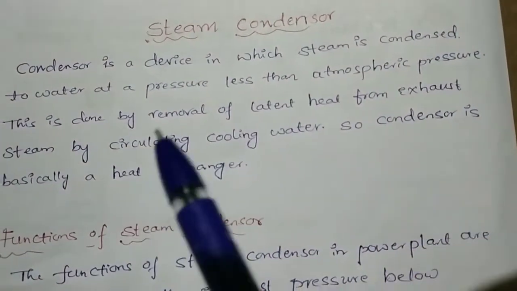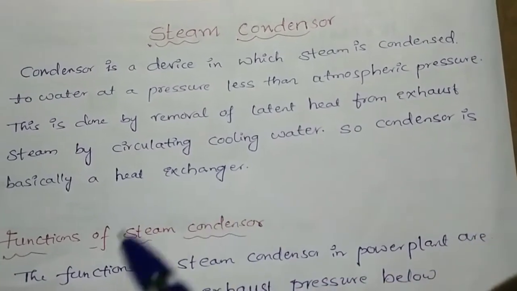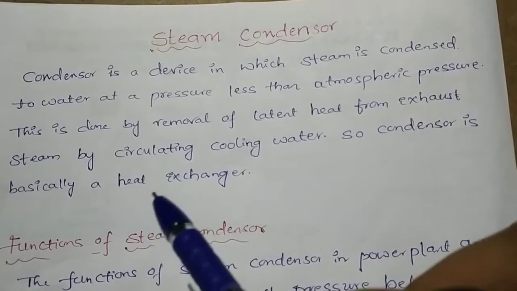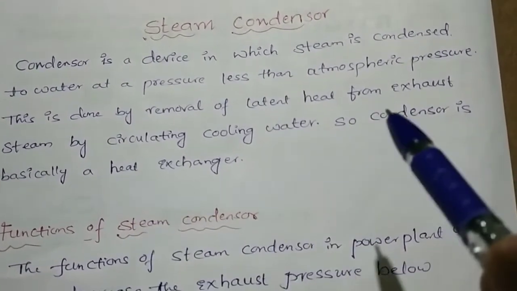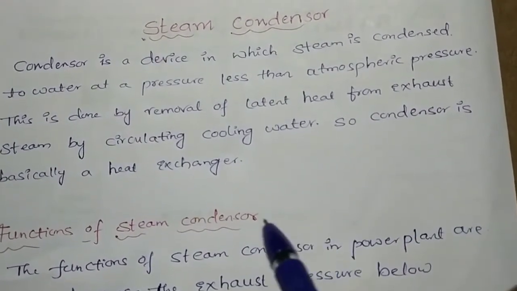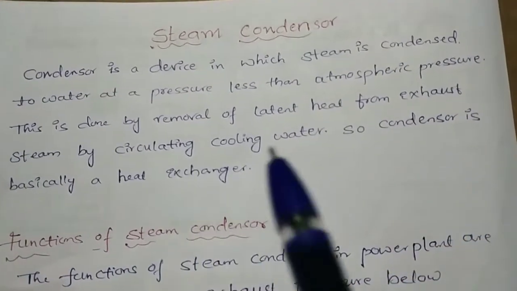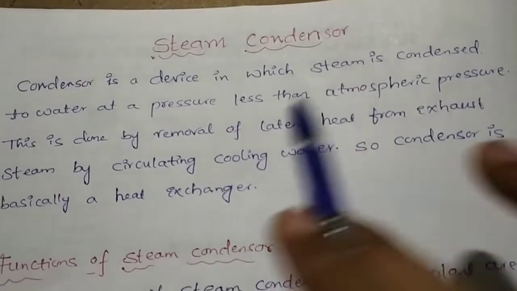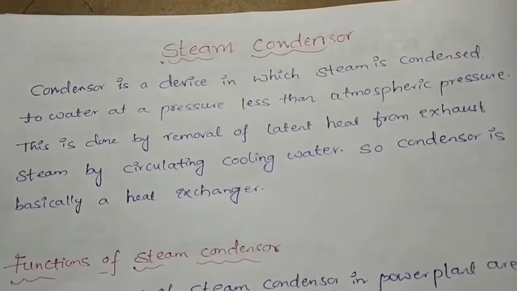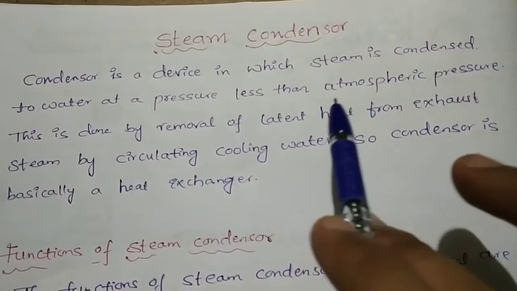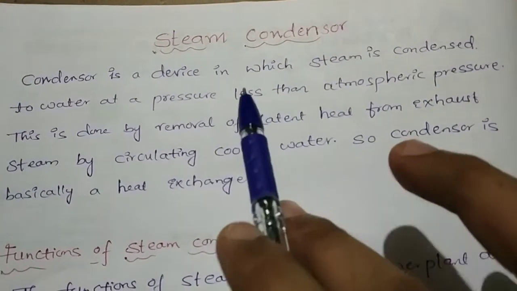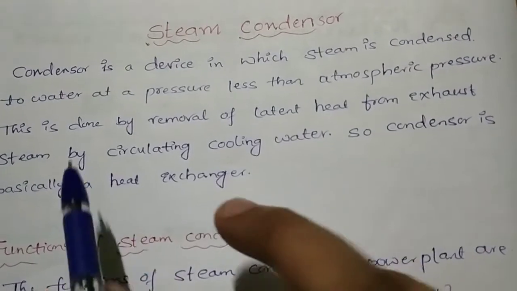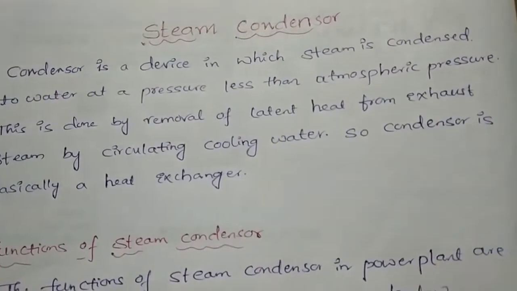When you send it to the boiler, the fuel consumption needed to convert water into water vapor is reduced in the boiler by using this condenser and sending the feed water through the feed pump into the boiler. Generally it is a heat exchanger. It converts the pressure to less than the atmospheric pressure by using the steam condenser. And how is it done? This is done by removal of latent heat from the exhaust steam.